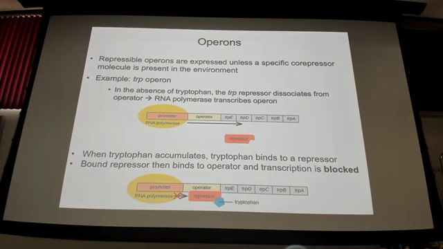When you do reach a critical threshold of tryptophan in that cell, it's time to block expression. You no longer need those genes. So the tryptophan will bind to the repressor, and it will become stable and able to bind to that operator. And once it binds to the operator, it's the same phenomenon as before. You have steric hindrance, and you no longer have expression of those genes of that operon. It's repressed.